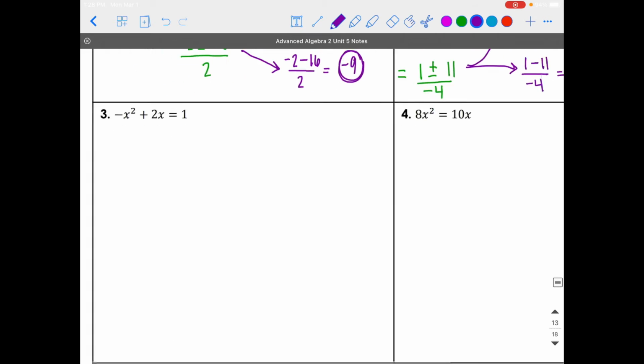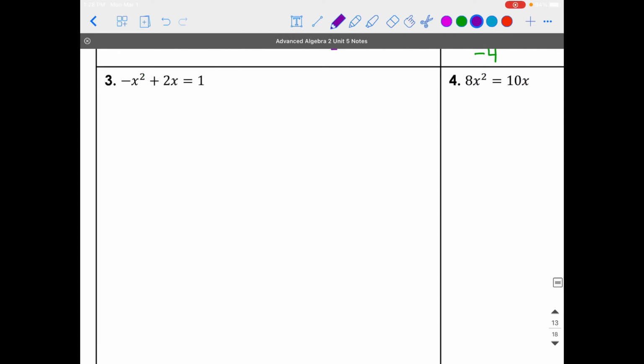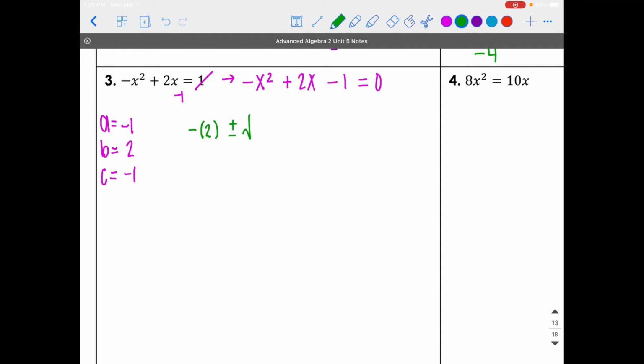Number 3. This one we've got to subtract the 1. So it becomes negative x squared plus 2x minus 1 equals 0. So my A is negative 1, B is 2, C is negative 1. So let's plug into the formula. Negative B plus or minus the square root of B squared minus 4 times A times C. And all of that is over 2A, or 2 times negative 1.